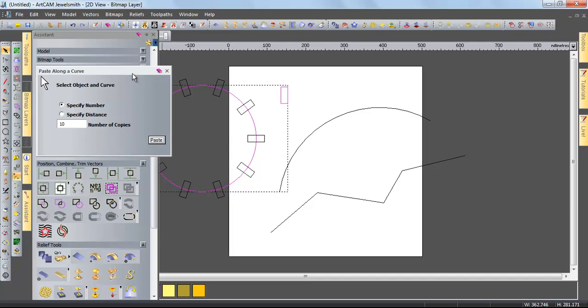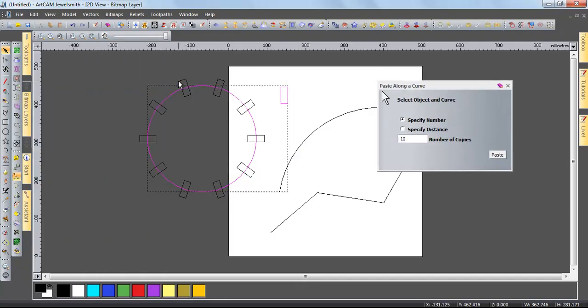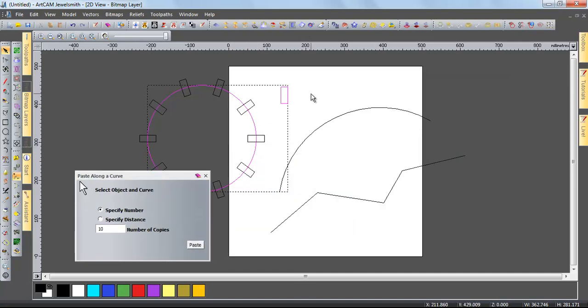I wrote 10 of them, and it copied 10 of them. Some of the pieces were copied, and my shape's central point matched the line of the circle. It happened that they are all equidistant.